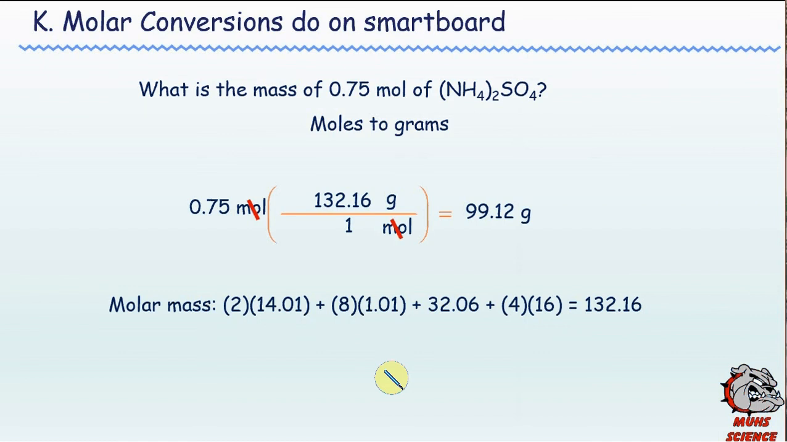All right, I hope this helps. If you have any questions, you can ask in class. And again, this is meant as just a general, real quick refresher on how to do mole conversions.